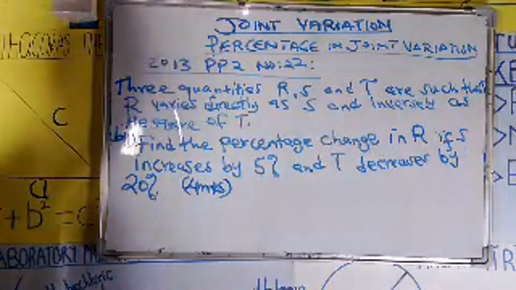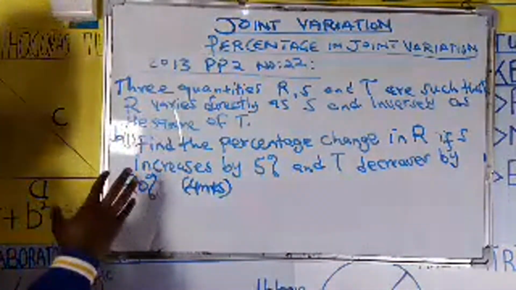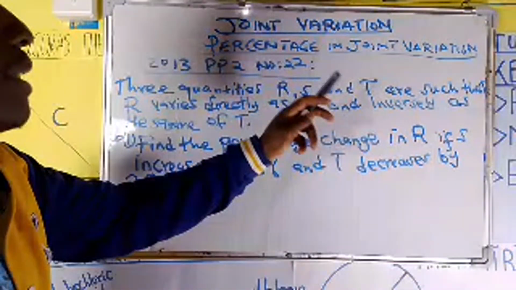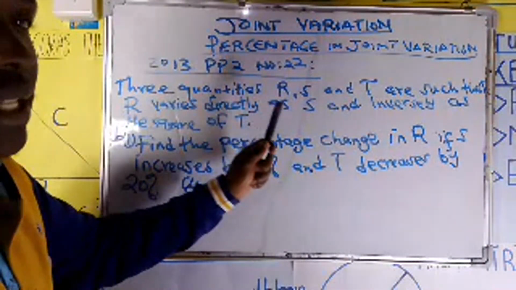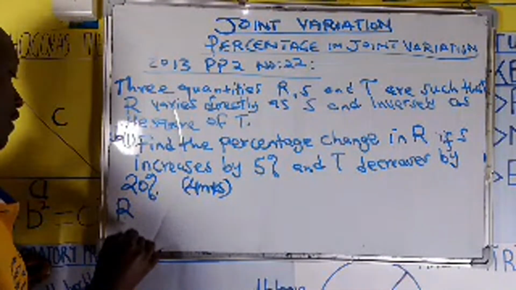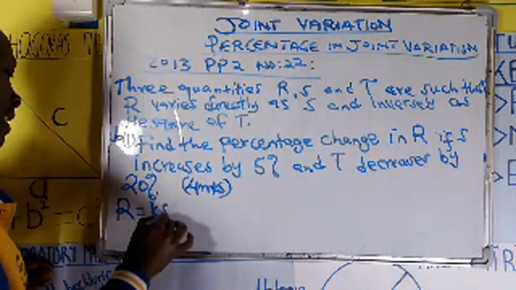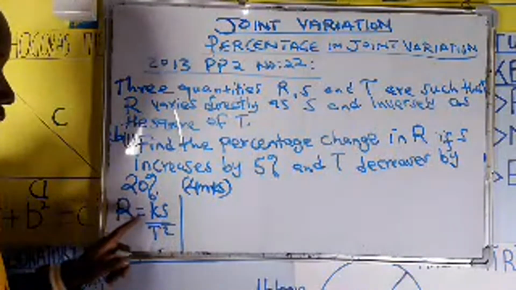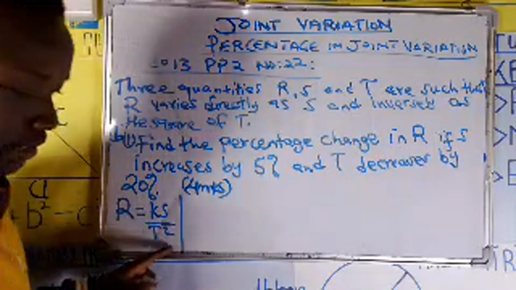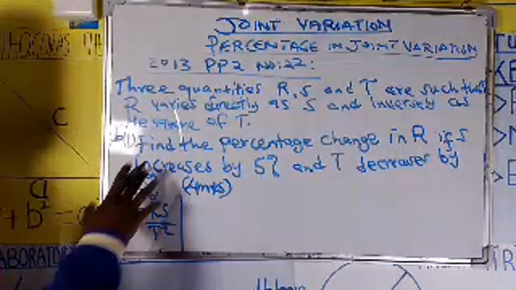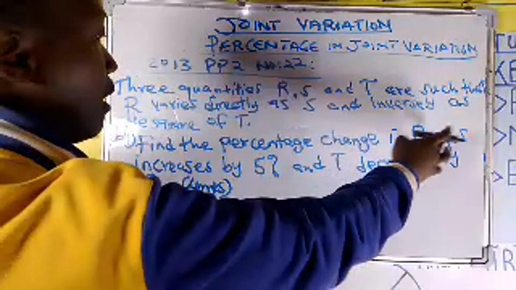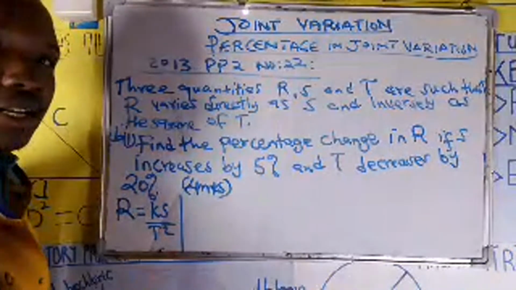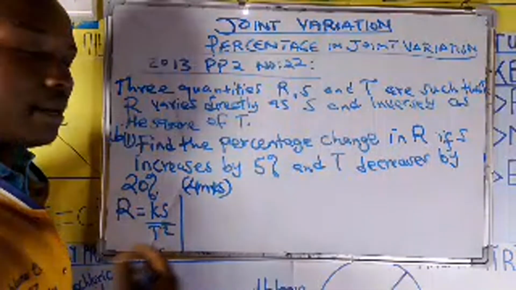It decreases by 20%. So how do we go about such kind of a question? We will first write down our equation. Three quantities R, S and T are such that R varies directly as S. So R varies, let us write it as we had it before, K S over T squared. R is equal to K S over T squared. We are told to find the percentage change in R if S increased by 5%. So initially S was 100%, but it has now increased by 5%.